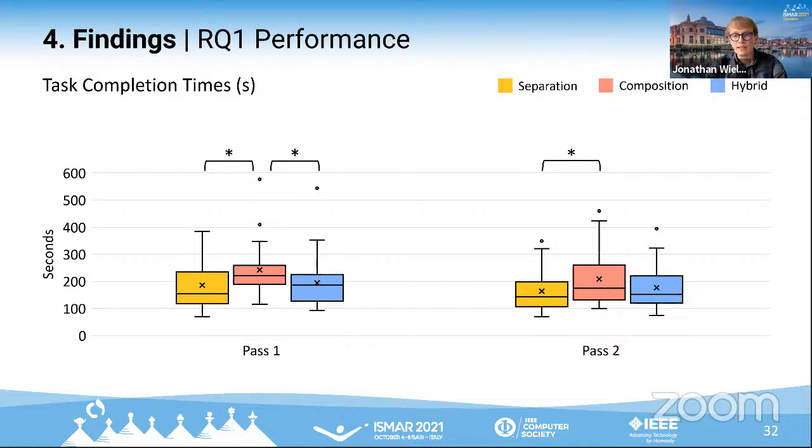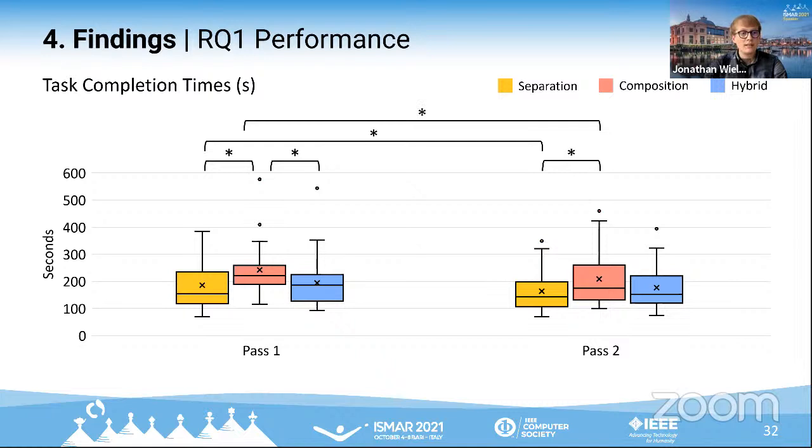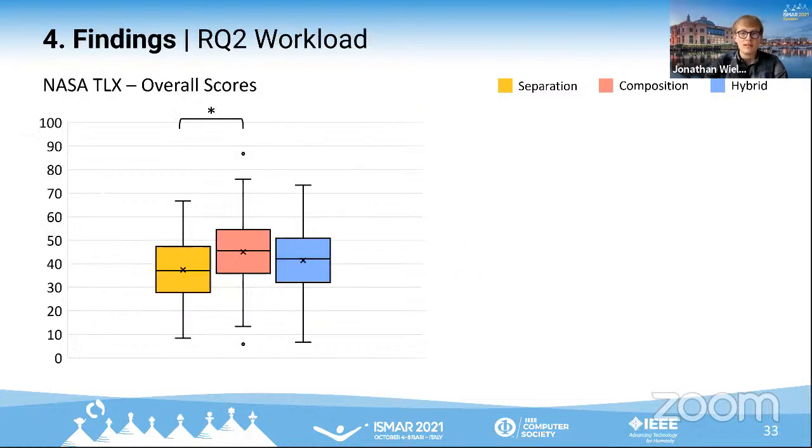An explanation for that can be found when we compare the passes with each other. And here it showed that for separation and composition, participants were significantly faster in the second pass, which means that there was no learning effect for hybrid between the passes. Next we'll have a look at the findings of the NASA TLX, which we use to operationalize the technique's workload. And here participants perceived significantly less workload with separation compared to composition.